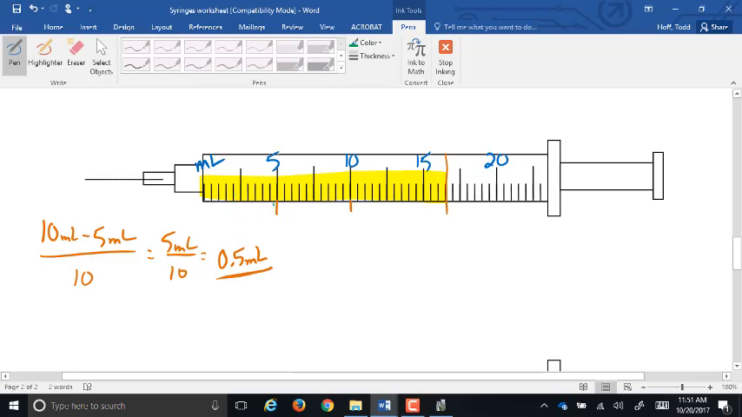Yes. So when we go from 5 to 10 here, that's a 5 milliliter range. There are 10 divisions in between. So 5 milliliter divided by 10 is 0.5 milliliters per division. So this is 15, 15.5, 16, 16.5 milliliters.